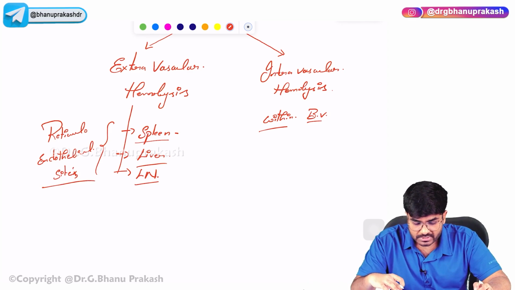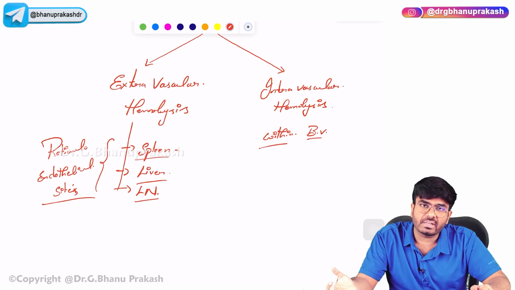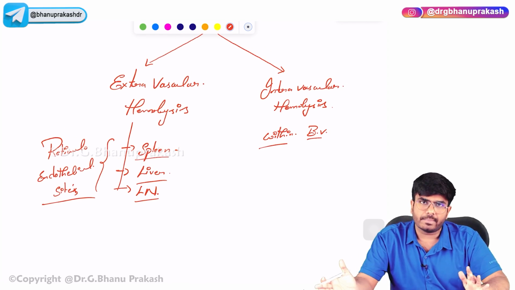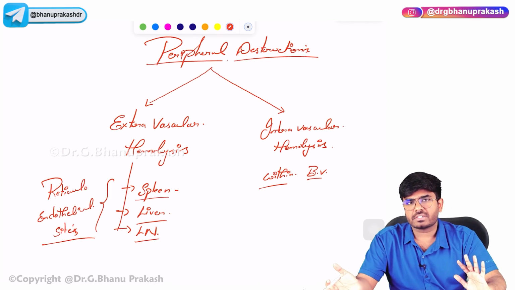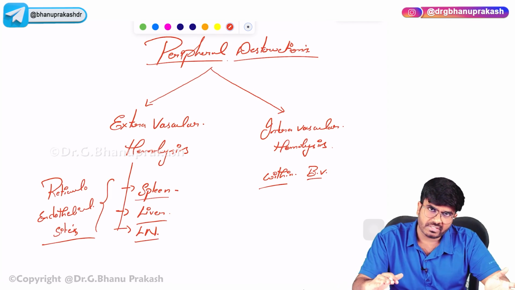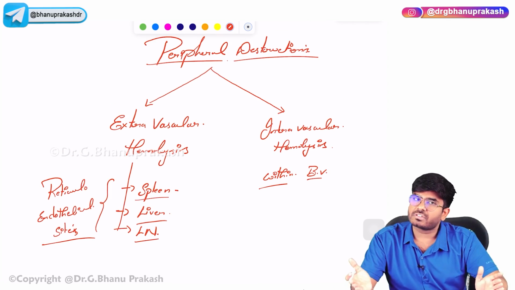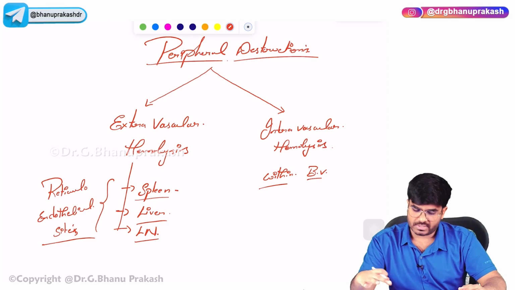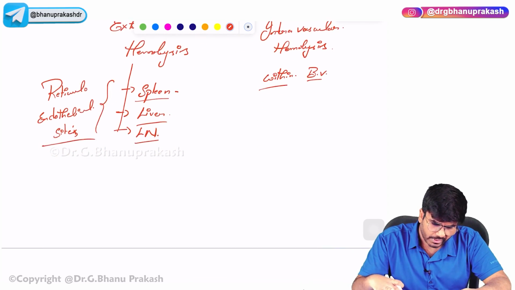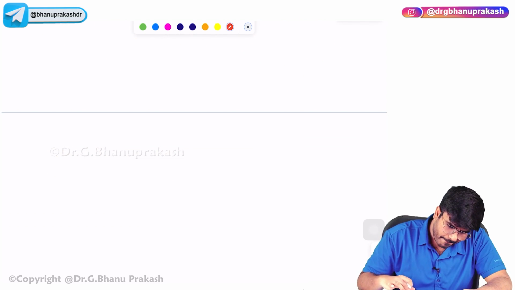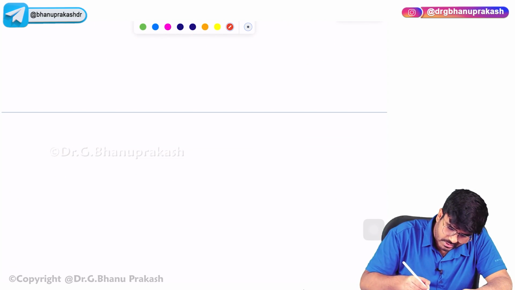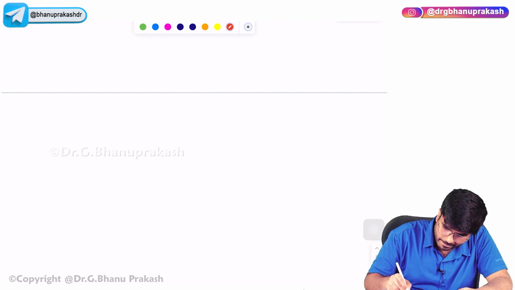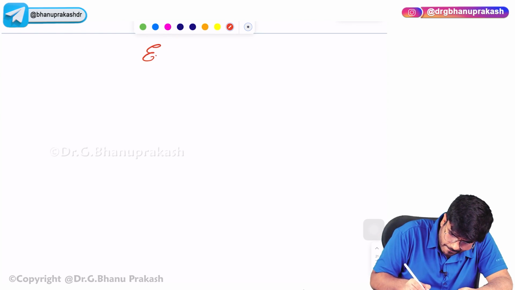What are the examples of extravascular hemolysis? What are the examples of intravascular hemolysis? We will discuss that later. But here the concept is that peripheral destruction can happen in two sites: within the blood vessels and outside the blood vessels. Extravascular hemolysis, intravascular hemolysis. Now let's see about extravascular hemolysis.